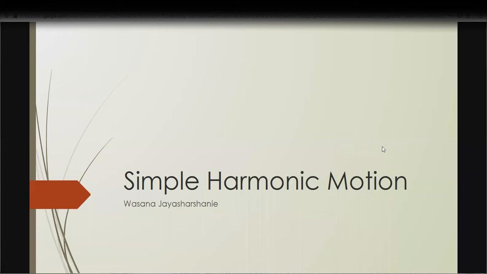Simple harmonic motion. Before we discuss simple harmonic motion, we have to understand harmonic motion. What is harmonic motion? Harmonic motion is a periodic motion. That means there should be a certain pattern, like motion takes place in a pattern. During equal time intervals, it repeats its motion. Right?